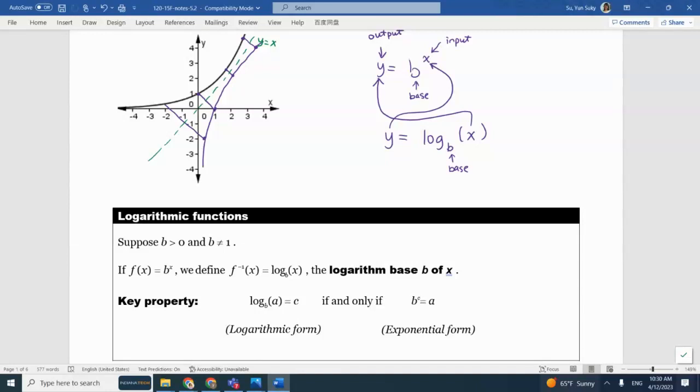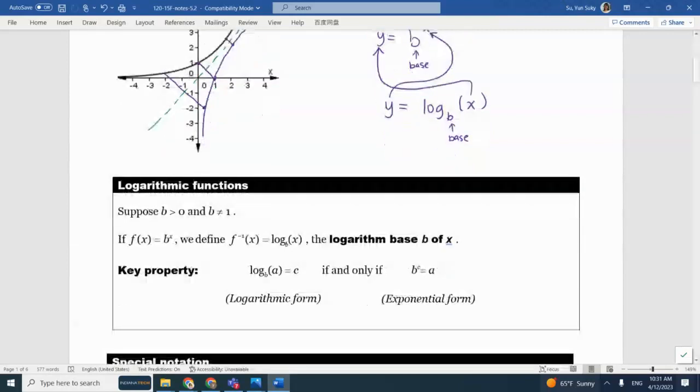log b of a equals c if and only if, see, the base is still the same. So you put the b here, that's the base. And then here it was the input, now it becomes the output. C is the output, now becomes the input. So you kind of switch the input and output position. Is that okay, everybody? So this is called a logarithmic form, and this is called an exponential form.